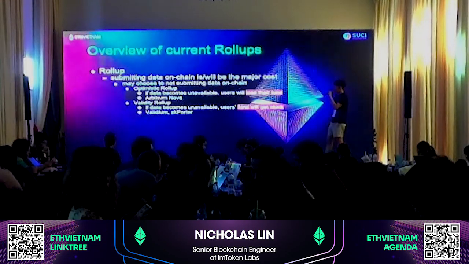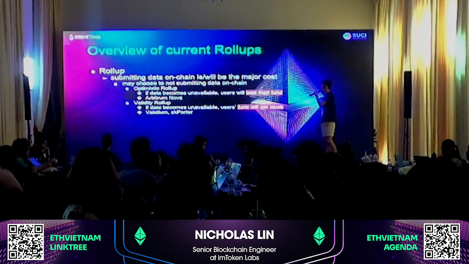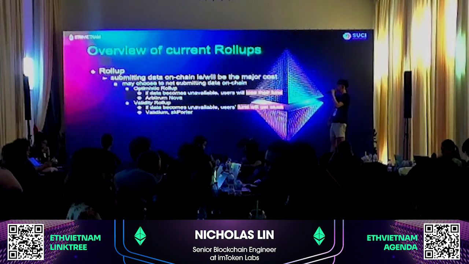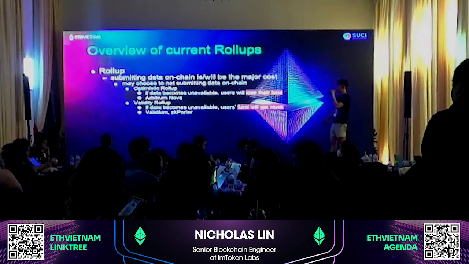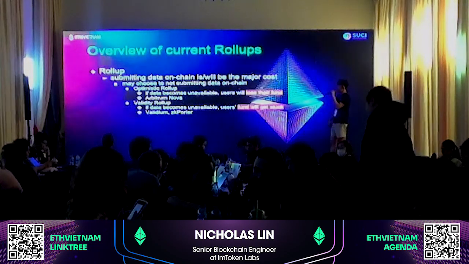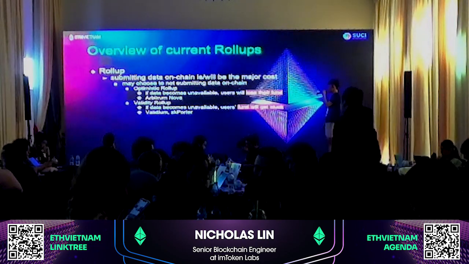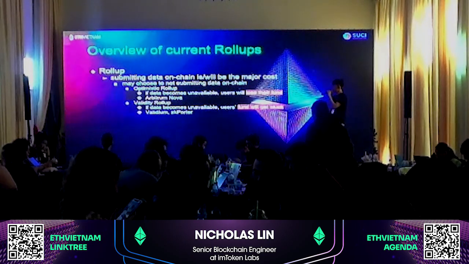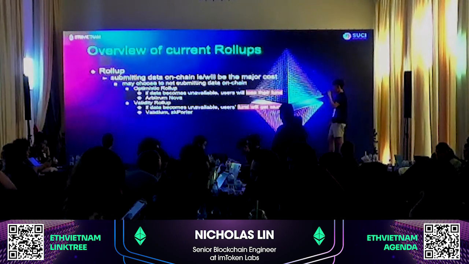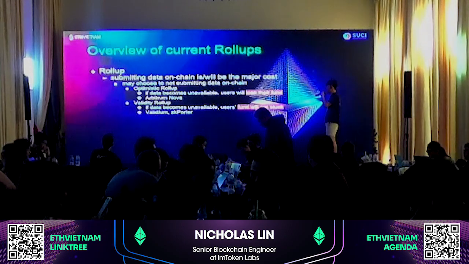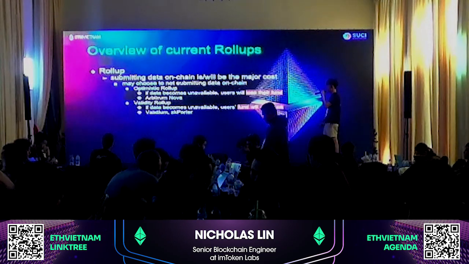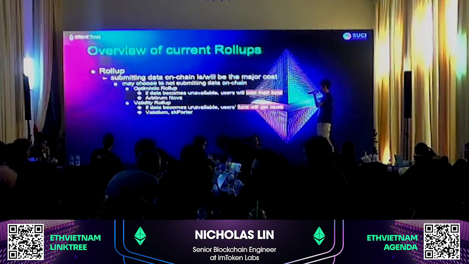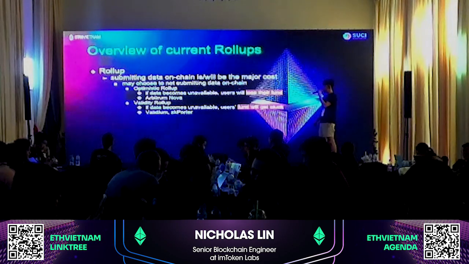For rollup in general, the problem is that submitting data on-chain is, and will be, the major cost to rollup. And so some rollups may choose not to submit data on-chain. For example, in an optimistic rollup, if the data becomes unavailable, users will lose their funds, which is quite a problem. A live example of this kind of rollup is Nova.